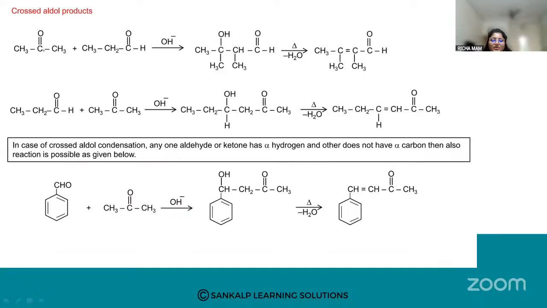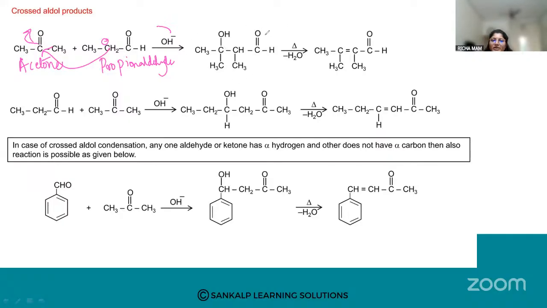So here are two compounds. This one is your acetone, and this is your propionaldehyde. What will happen again? It will abstract the proton from the alpha carbon, and this in turn will attack the carbonyl carbon, and you are going to get what? Your beta hydroxy.